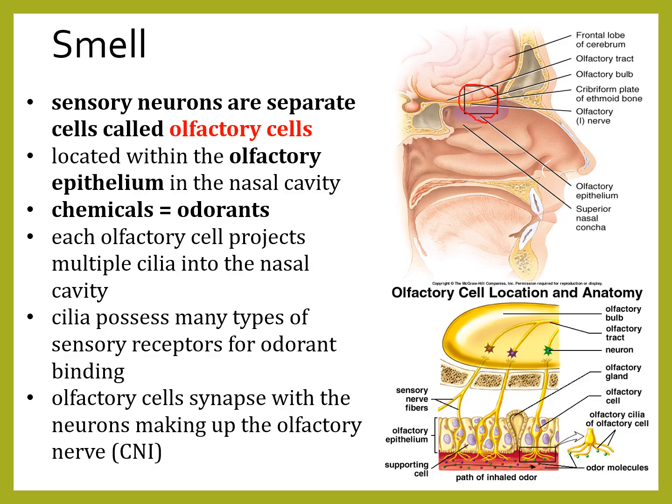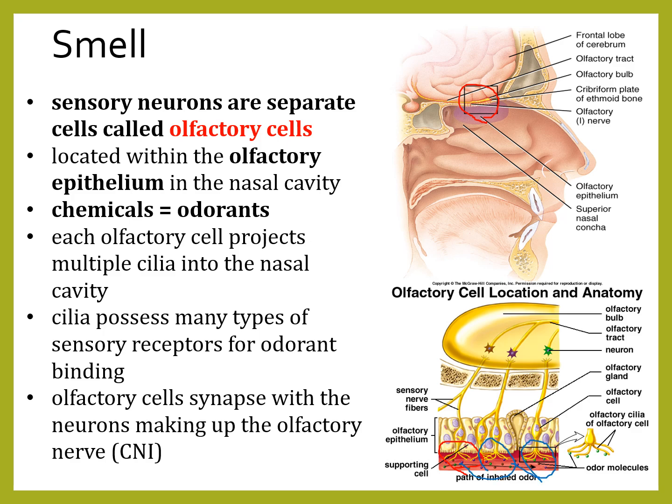Each olfactory cell is going to project multiple cilia down into the nasal cavity. As a matter of fact, I read these are the only neurons in the body that are directly exposed to the external environment. So how about that? In this picture down here, you can see these cilia right here. There they are being projected down. Let me do this in blue here. So projected down into the nasal cavity.